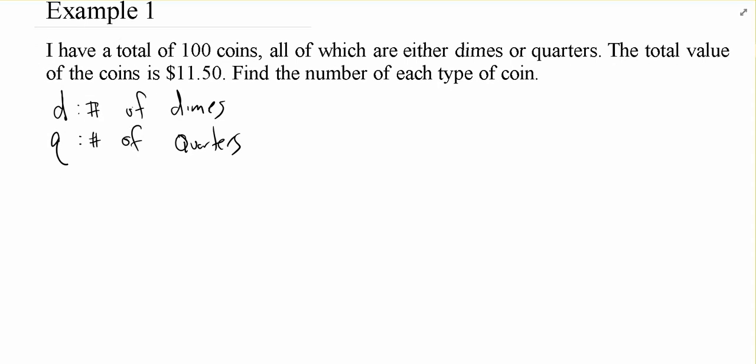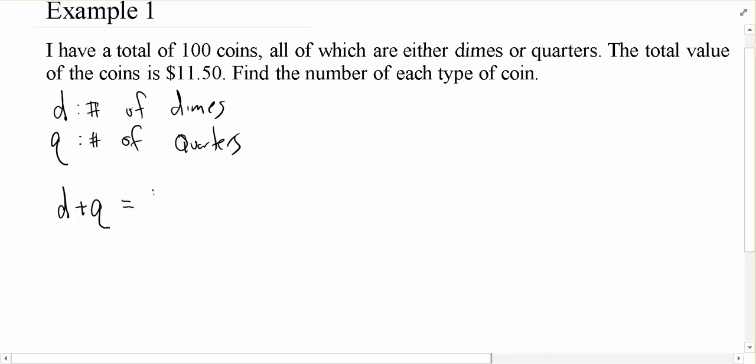So the first equation says we have a total of 100 coins. So that means if I add together my number of dimes and my number of quarters, that should be 100. But then the other piece of information is about the total value. So the value of the coins is 1150.